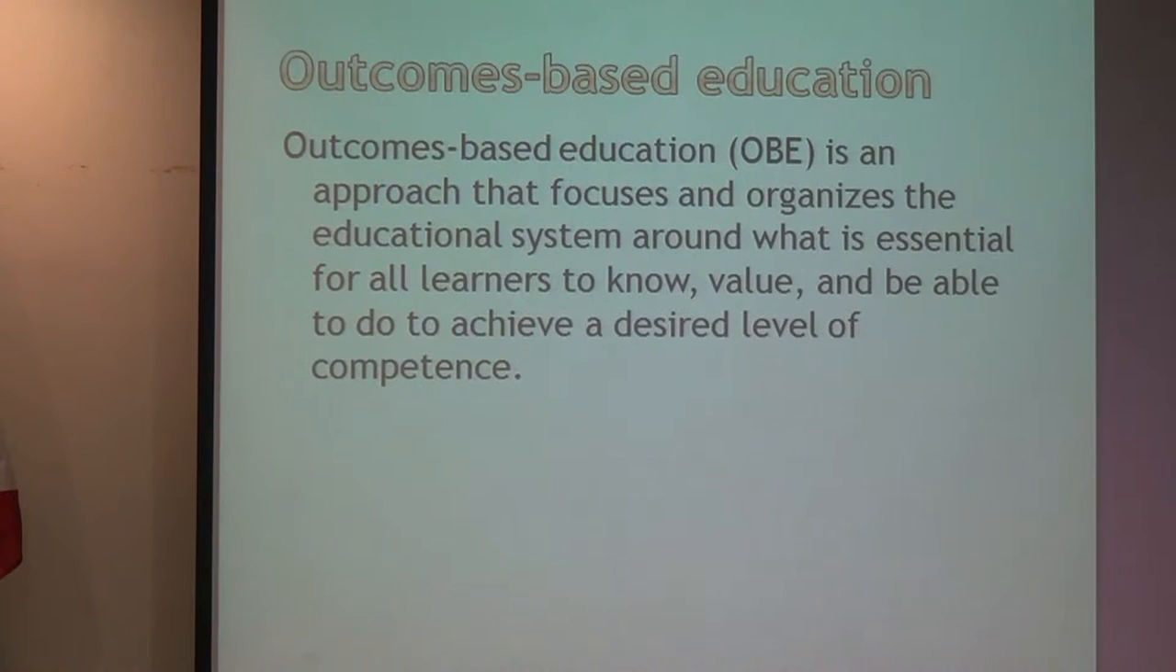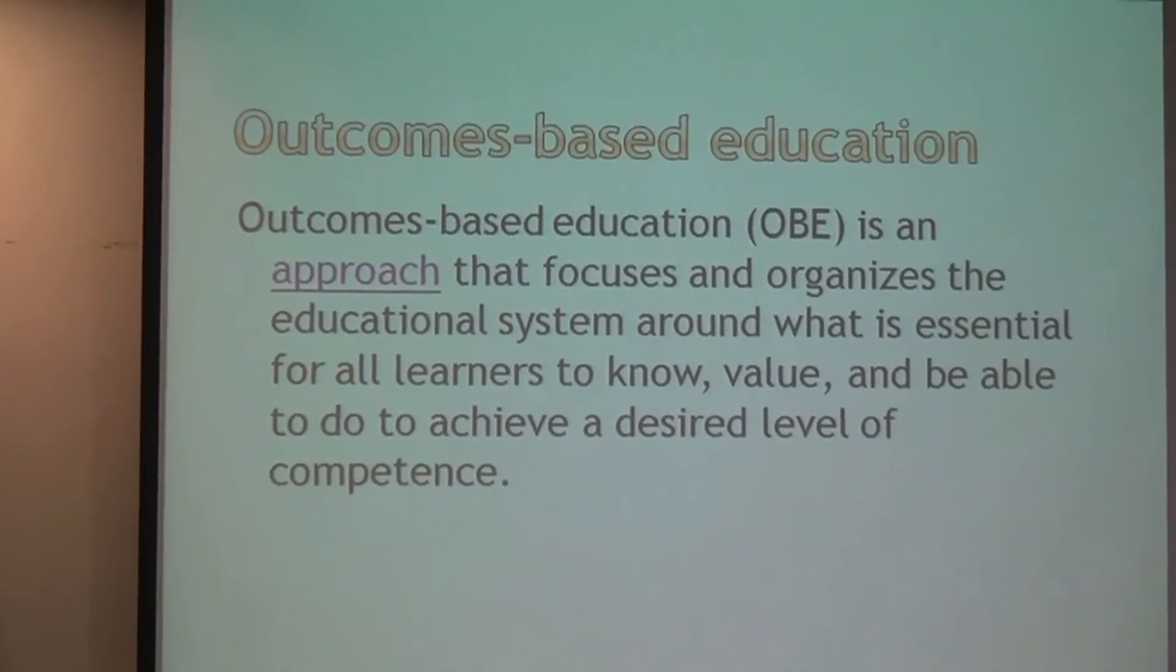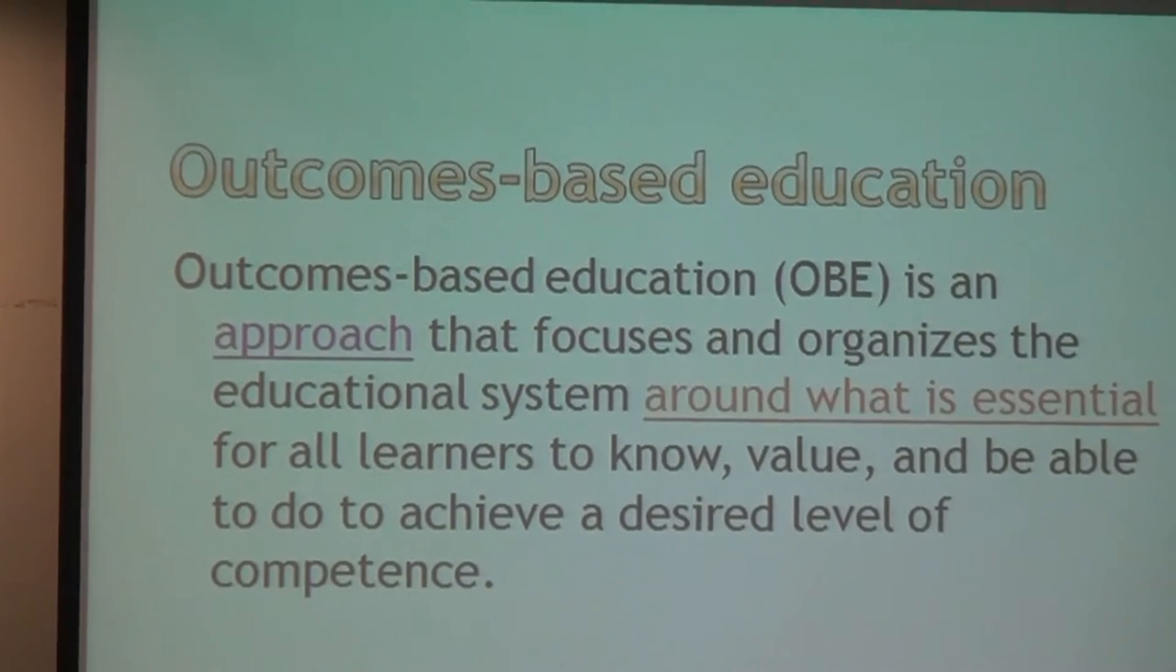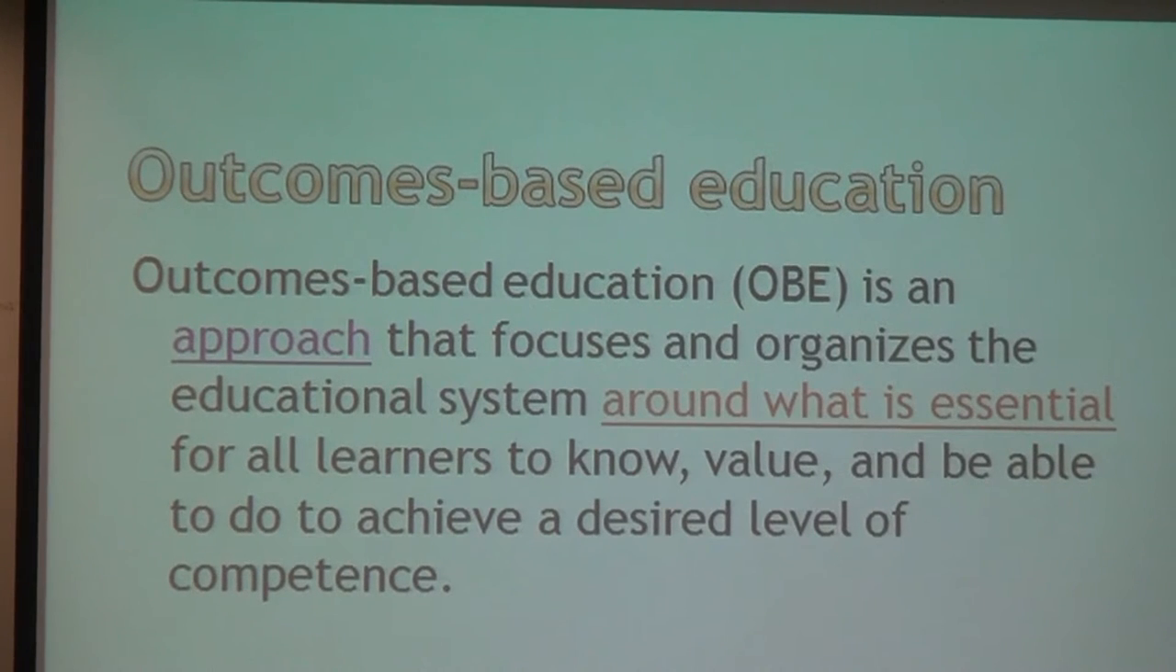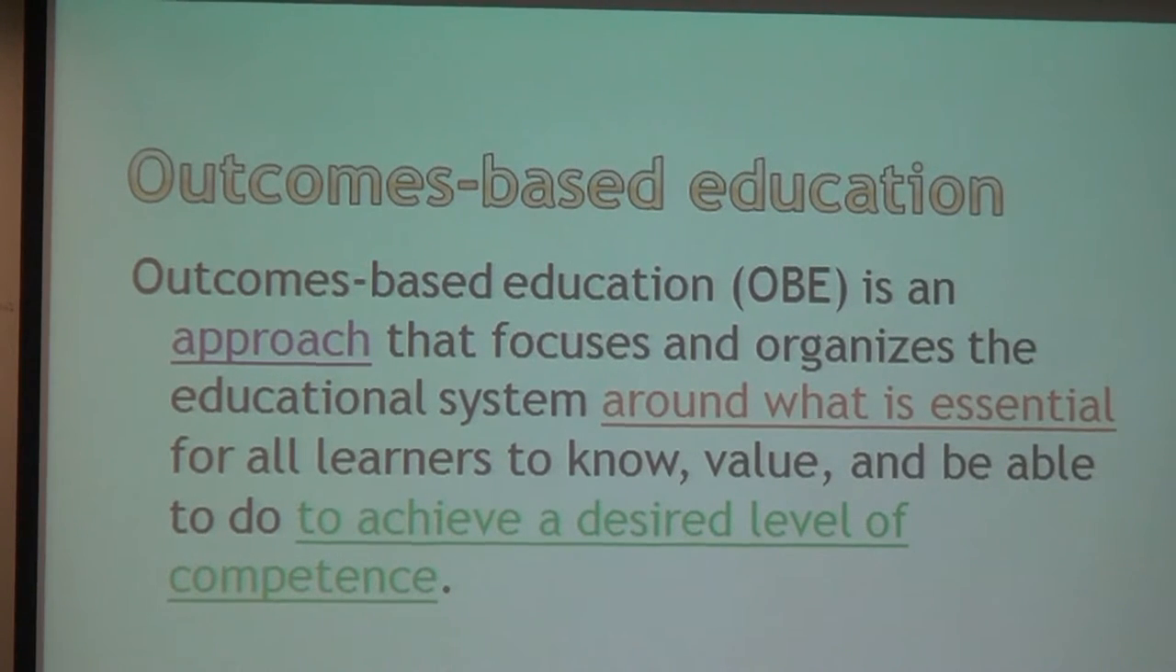When you talk about OBE, you're actually referring to an approach. Okay, it's an approach. Says here that it focuses and organizes the education system around what is essential. So it's an approach around what is essential to achieve a desired level of competence. A few years back, there's this concept called backward design. So you start with the essentials. No? Why are the students in the school in the first place? And what are you hoping they will be able to achieve? And then from those essential questions, you backtrack, okay? Until you are able to design the instruction.